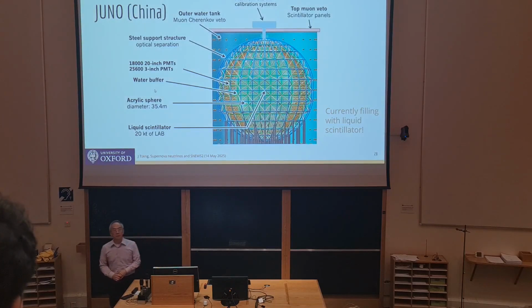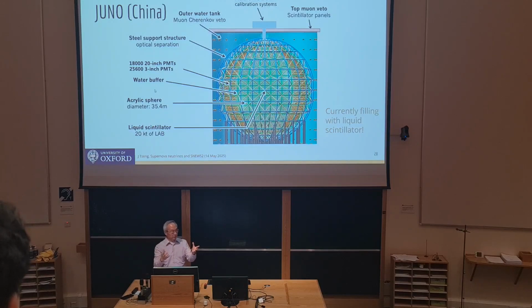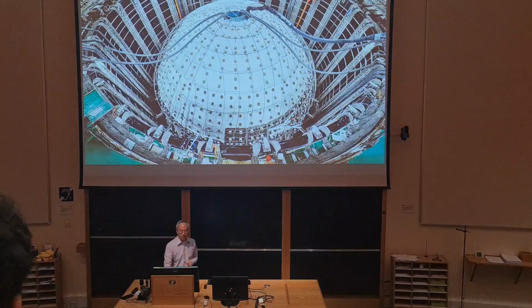Related to SNO+, there's a much bigger version of it called Juno. SNO+ is about 780 tons of liquid scintillator. Juno is 20 kilotons. Okay, so much, much bigger. Similar sort of idea though. They are actually currently filling with the liquid scintillator, and they expect to be operating this by the end of this year. So it's coming up very quickly.